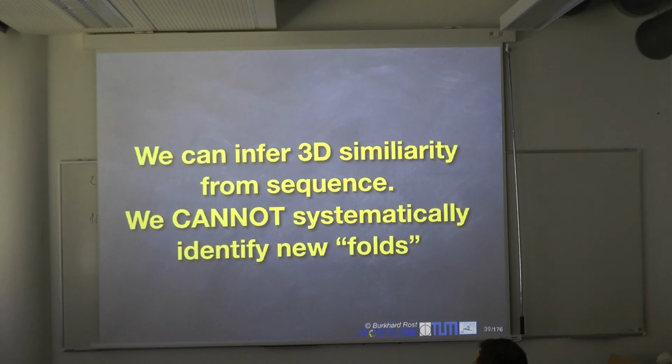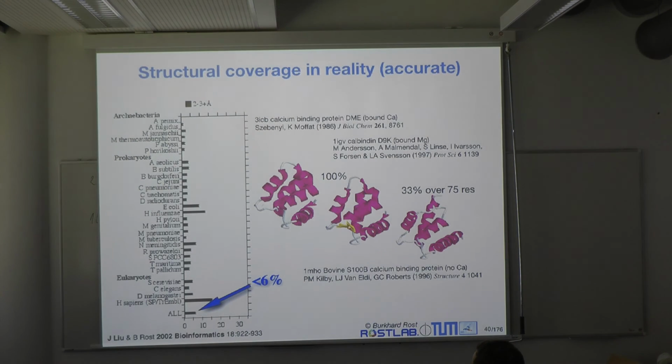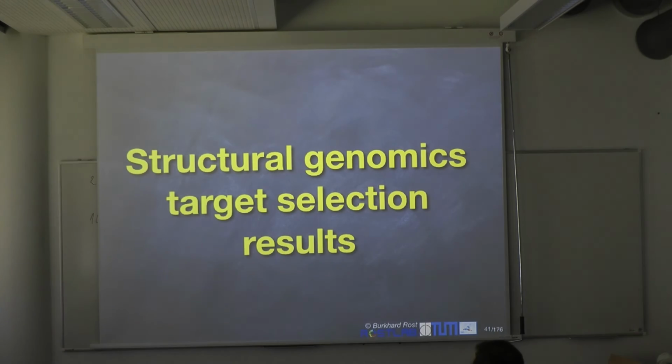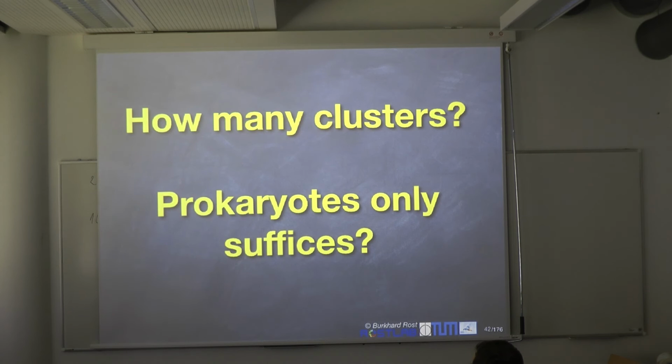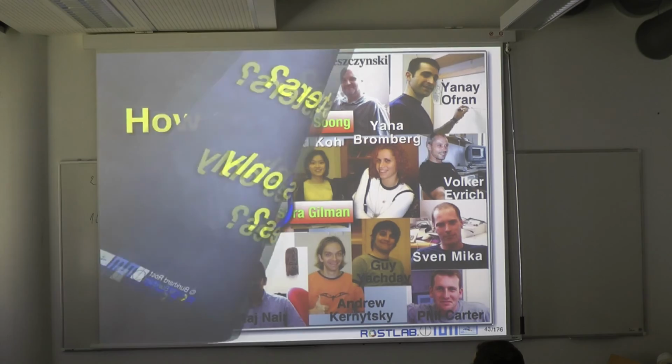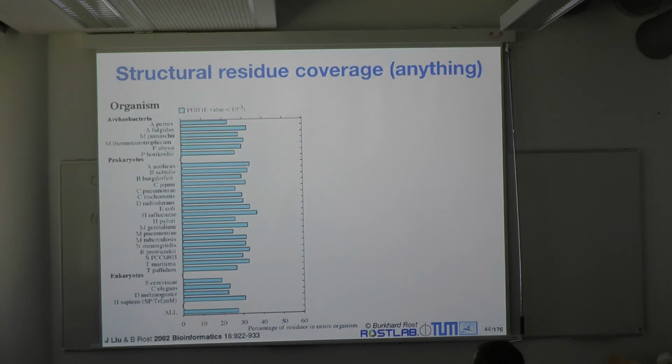Again, we can infer similarity, we cannot infer distance, we cannot find new folds. And now, let's just look at a few results of what we get. Another question here, by the way, was that we would only have to do prokaryotic biology, and the slides here are from Jinfeng Liu, and they're not quite new. This is residue coverage by comparative modeling in 2002 for a bunch of prokaryotes, archaebacteria, bacteria, and eukaryotes, entirely sequenced.